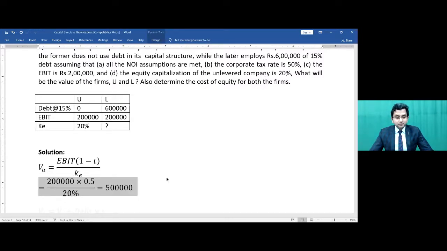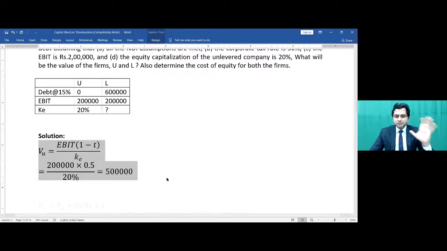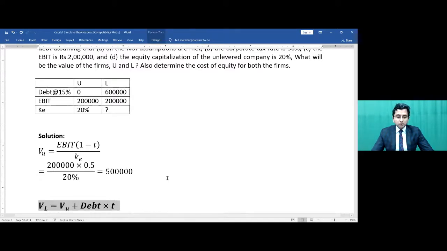EBIT is 2 lakh. 1 minus tax rate will be 0.5. Cost of equity is 20%. So the value of the unlevered firm is 5 lakh. This is logical. This is very much the same as the NI approach. If I solve this question with NI with tax, the value of the unlevered firm will be the same, 5 lakh. But for M&M or NOI with tax, whatever you want to name it, the next formula is very important.